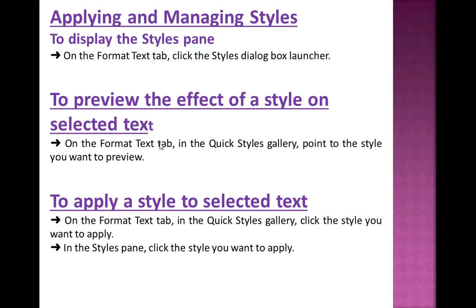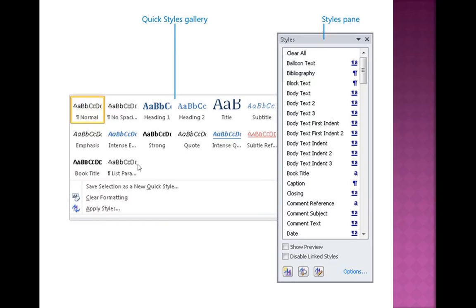Next, how to apply and manage the styles. To display the styles pane, click on the format text tab, click the styles dialog box. On the format or the quick styles gallery, point to the style that you want. You can also apply a style to a selected text. You simply click on the style that you want and then press the OK button. These are the different styles like no spacing, heading style.